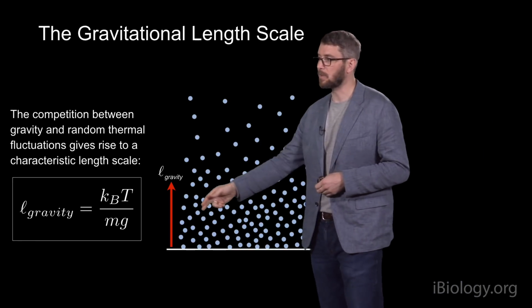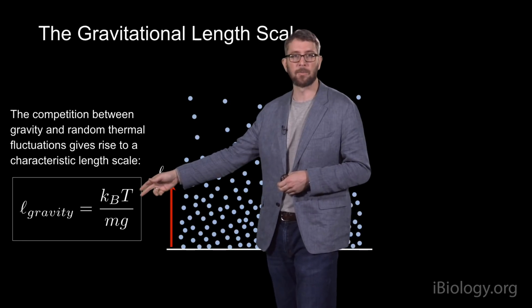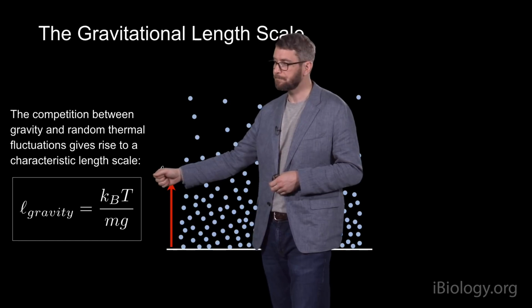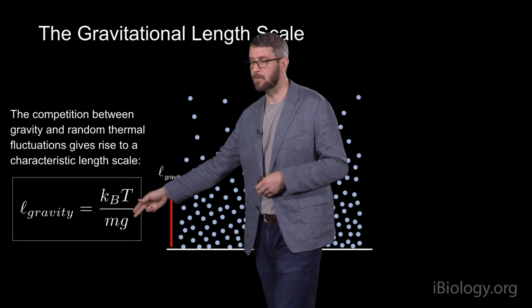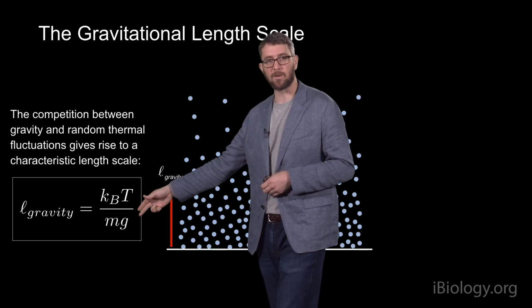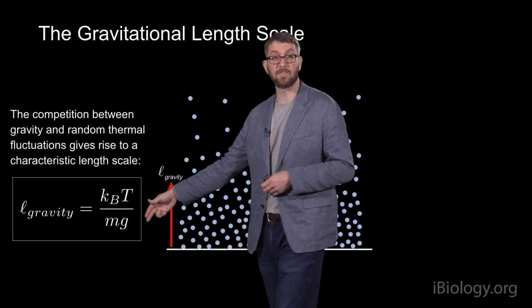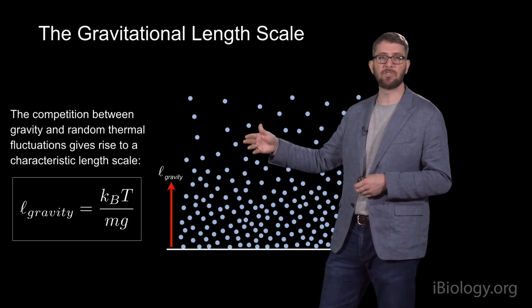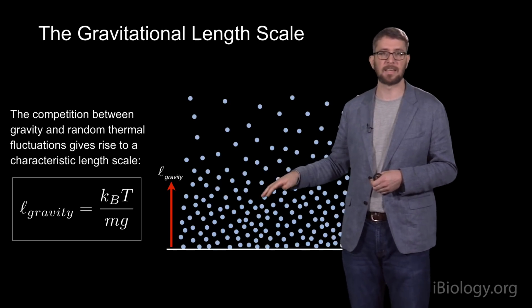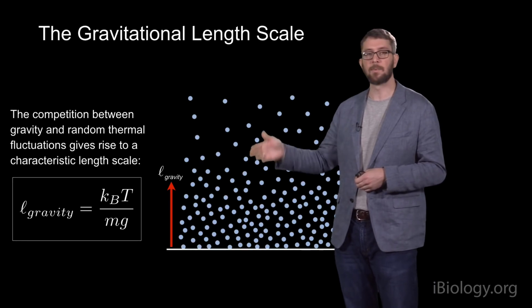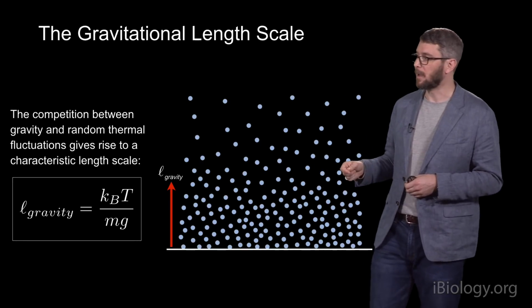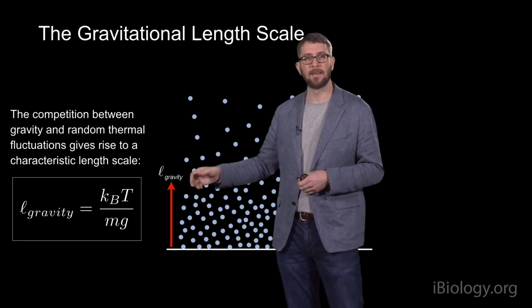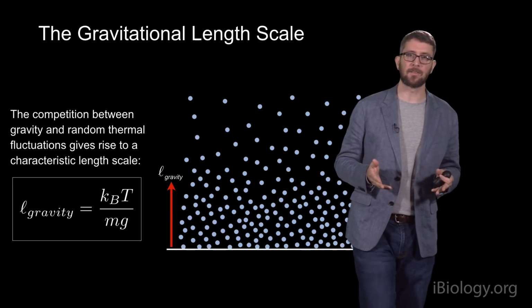And that gives rise to this, what I'm calling the L subgravity, the gravitational length scale. So KT is an energy scale. It has units of energy. And mg, mass times the gravitational acceleration, that's a force. So an energy divided by a force is a length scale. And so this length scale is basically the length scale over which the concentration profile decays as you get up higher and higher. Now, the physics of this that I'm describing is exactly why the atmosphere thins out at high altitude.